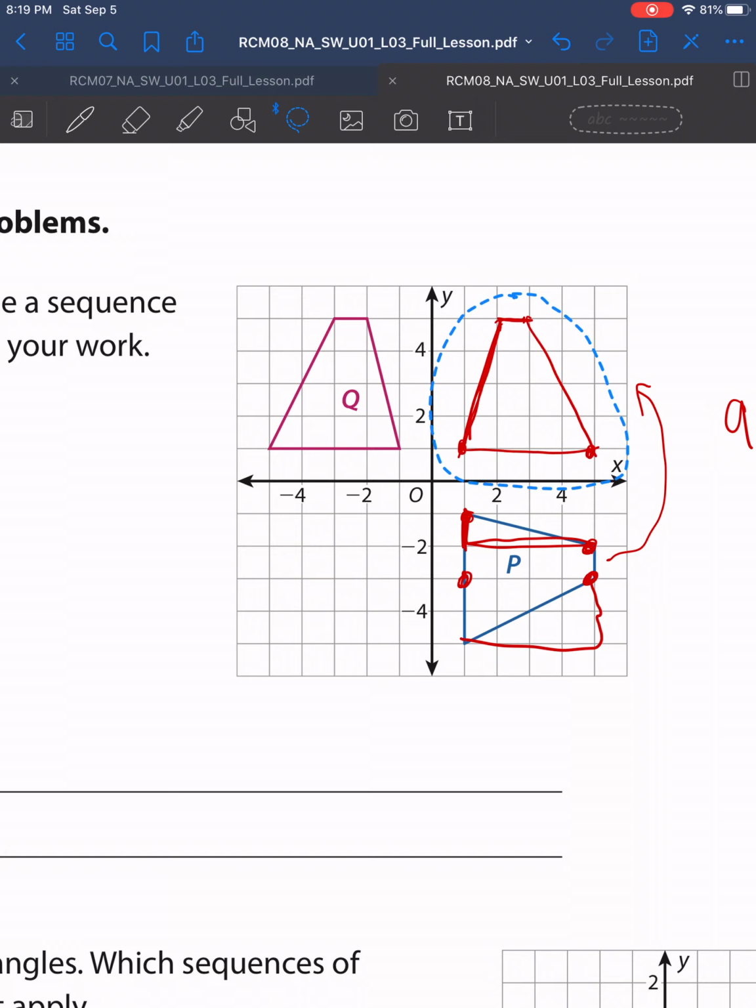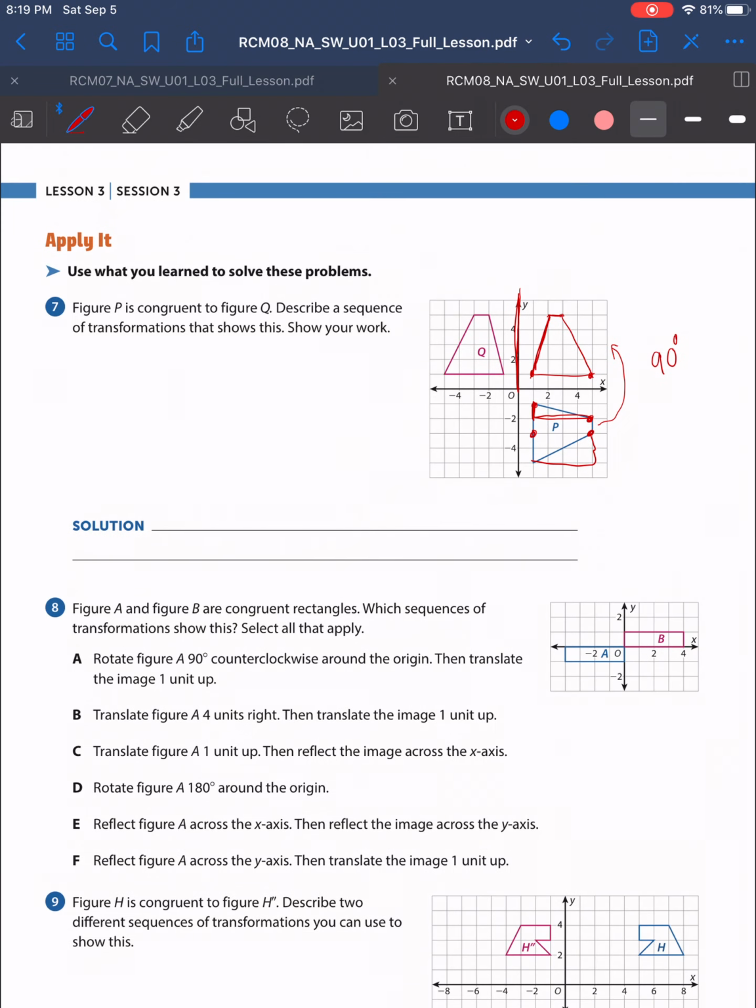So now what do I need to do to get this to land perfectly on Q? Well, to me, it looks like we would need to use Y as a line of reflection and reflect it over there. Because then if I reflected this, it would land perfectly on Q. So go ahead and draw what I just did. And then we're going to say describe that transformation. So we're going to say rotate P 90 degrees counterclockwise.